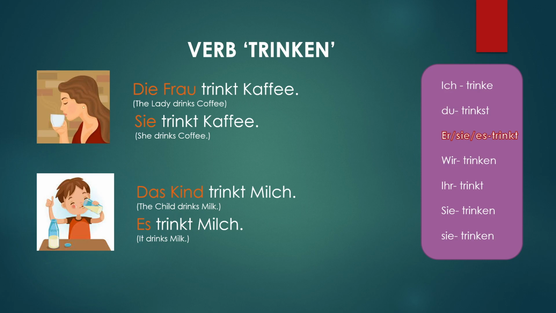Das Kind trinkt Milch. Here, Kind means a child, which is a noun in singular form, and das is a neuter gender. The pronoun to be used in place of das Kind is es. The conjugated form of the verb trinken for es is trinkt. Therefore, the sentence would be es trinkt Milch.